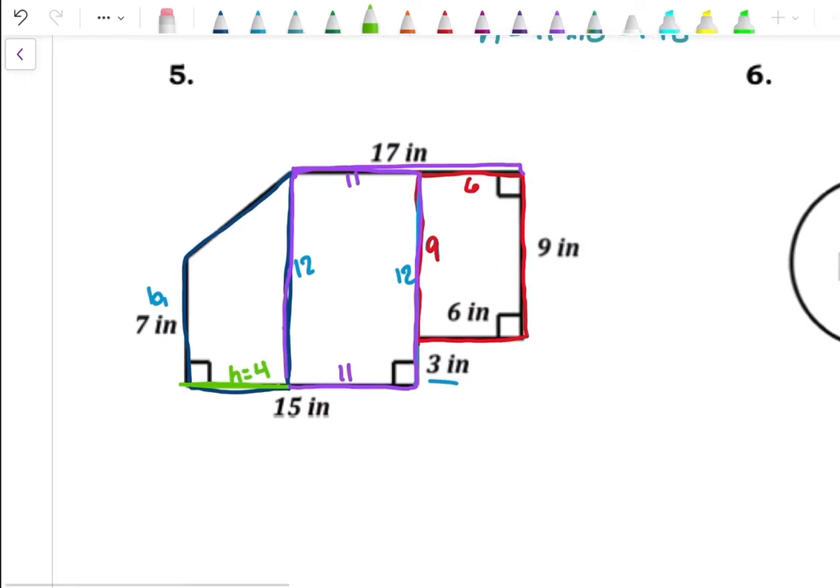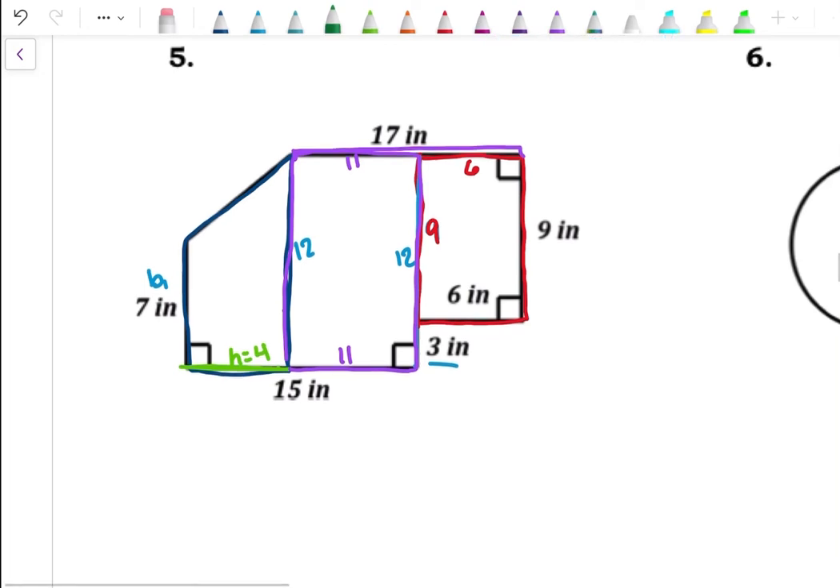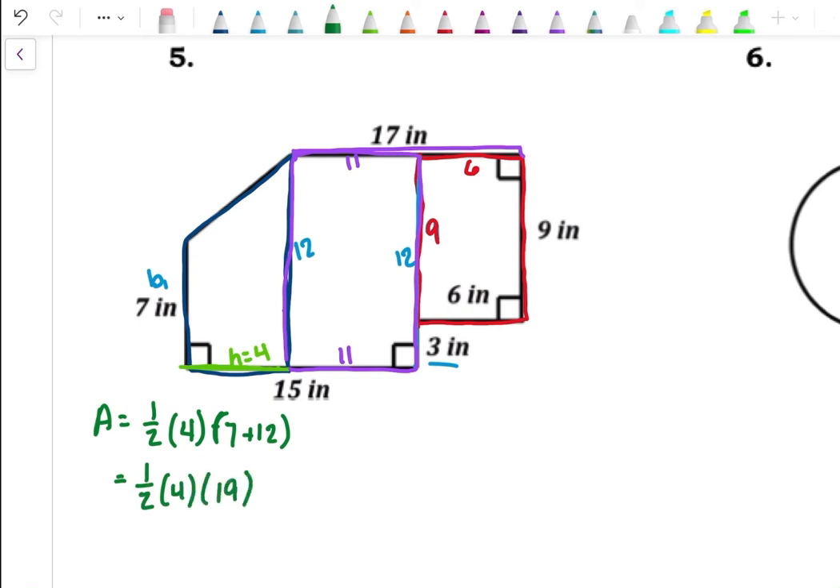And again, you don't have to start with the trapezoid. You could have started with the rectangle on the right-hand side. I'm going to start with the trapezoid first. That's going to be 1/2 my height, which I just figured out was 4, times base 1 is 7, plus base 2 is 12. So that's 1/2 4 times 19, which comes out to 38 when you put it in your calculator. So this is 38.